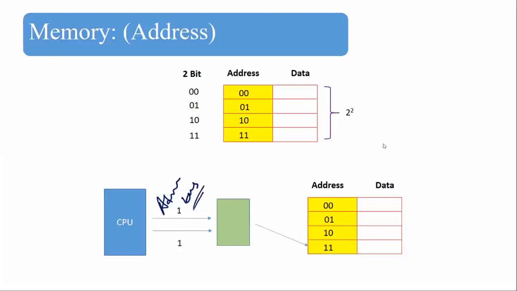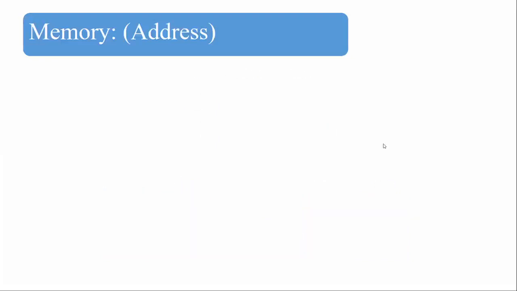So we can see 4 addresses can be selected. If our address bus is of 3 bits, try to understand, our address bus is of 3 bits. So how many combinations? Sir, 8 combinations. 8. Okay, 8.